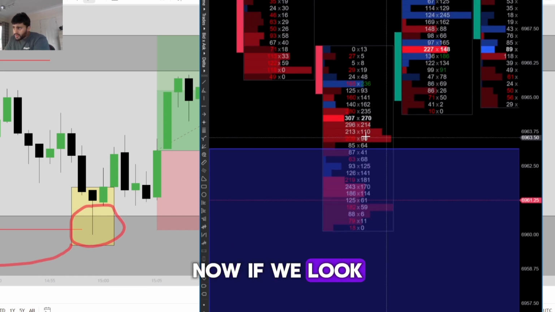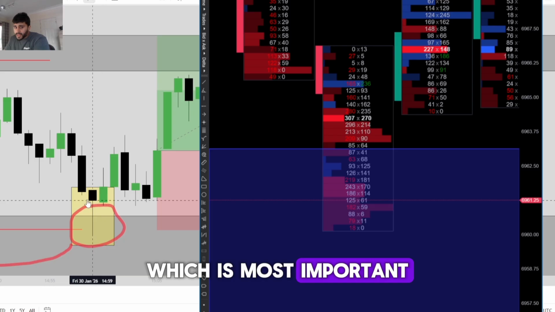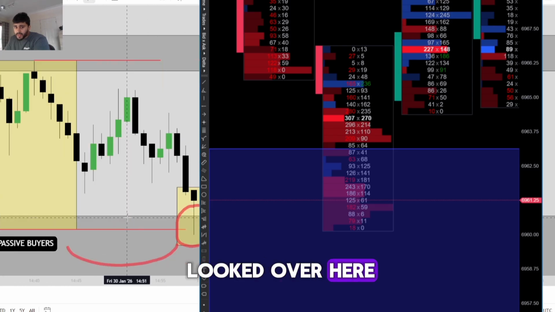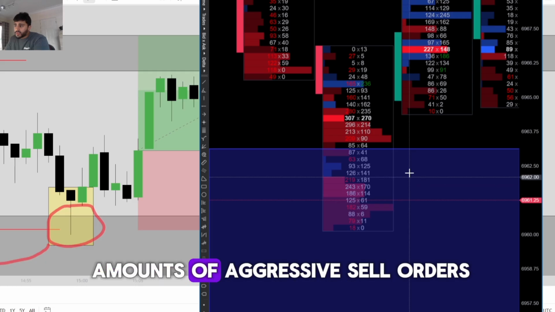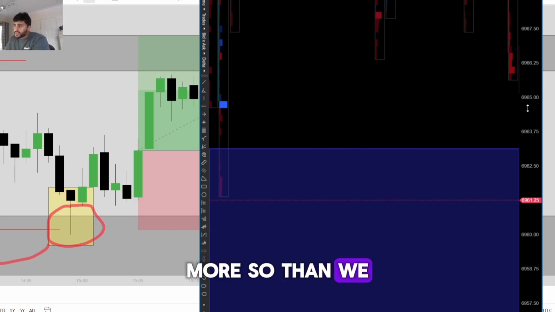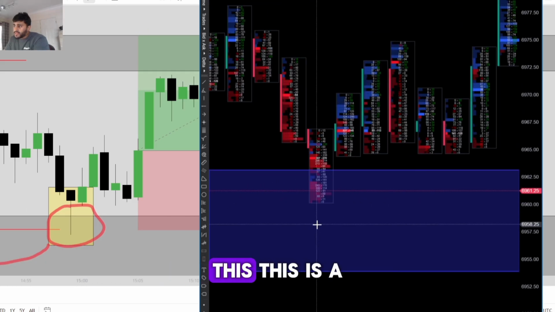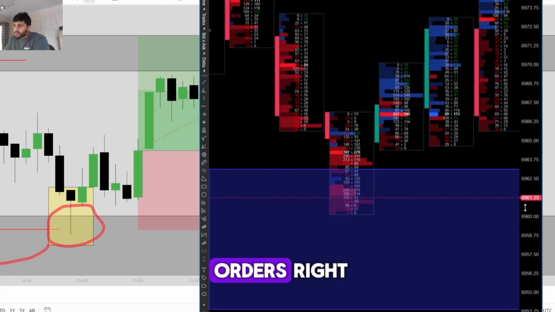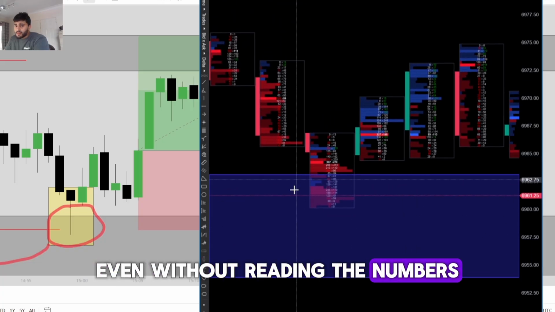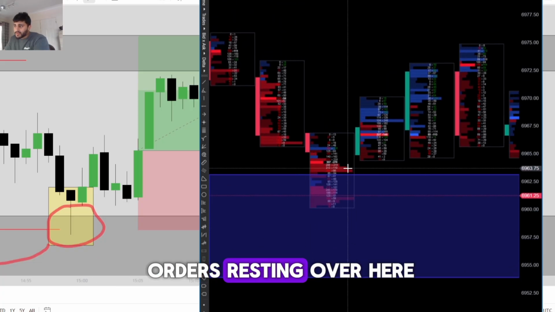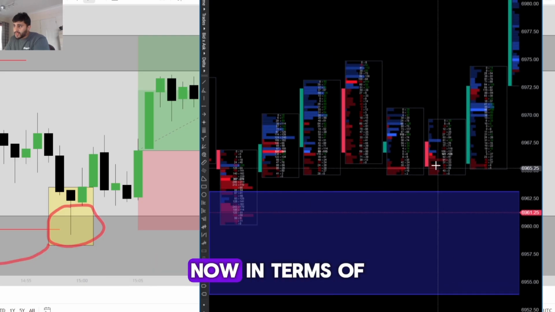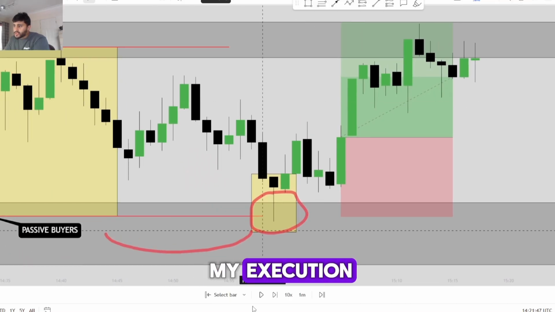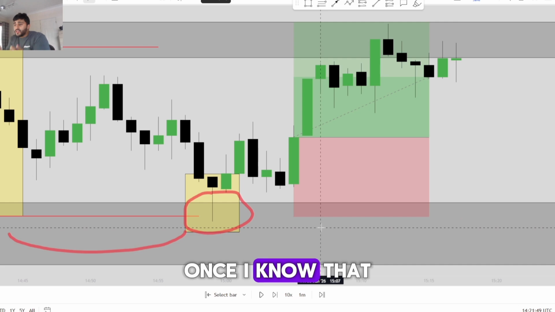Now, if we look inside the zone, which is most important, the same way we looked over here, we see again huge amounts of aggressive sell orders, more so than we saw over here. Even without reading the numbers, we can see sell orders resting over here, aggressive sell orders here, and aggressive sell orders here.